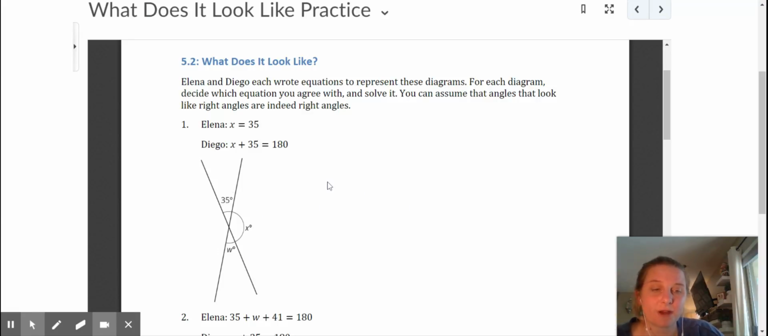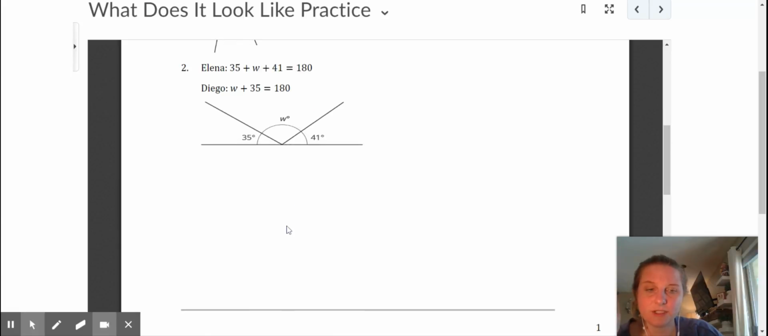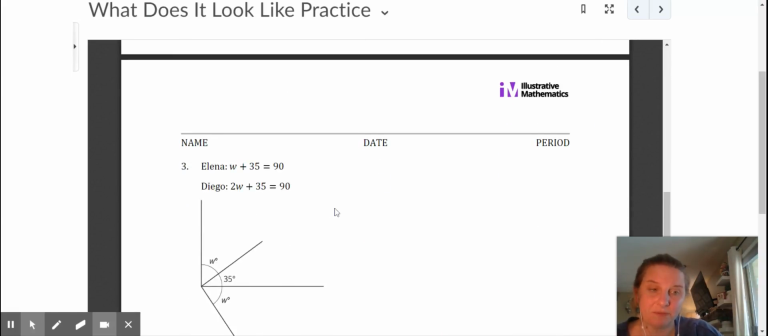However, one person is right and one person is not. So you need to decide who wrote the equation correctly. Did Elena write it correctly or Diego? So I'm going to let you look at numbers 1 and 2. Remember, for your discussion, you only need to do 2 of the problems, so just pick 2. I'm going to do one example for you that's kind of in the middle.